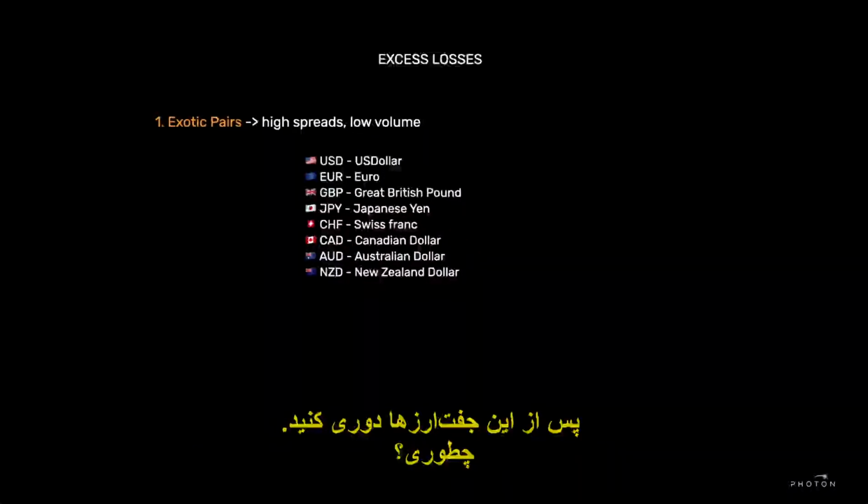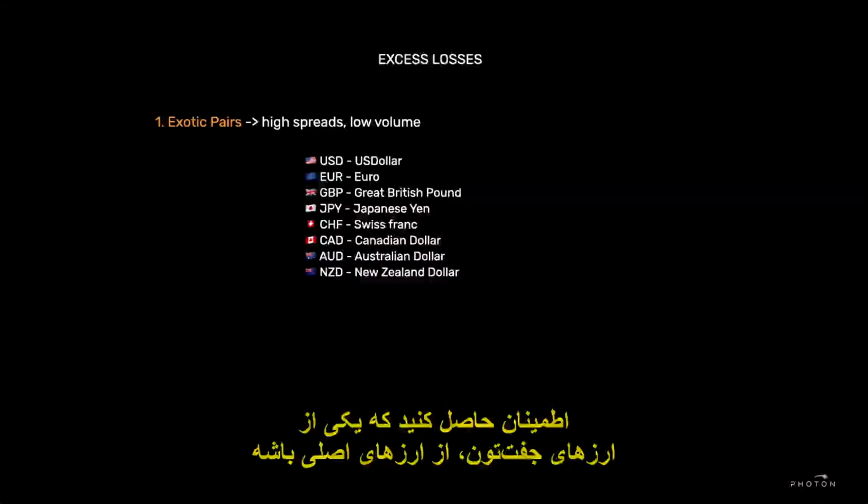Trading exotic pairs. If you're trading an exotic pair, your probability of a loss greater than what you predetermined is increased due to the high spreads and the low volume associated with those pairs, because it could cause your order to be filled at different prices to that which you set in the original order. So make sure you avoid exotic pairs by ensuring that both currencies in your chosen pairs are one of the major 8.